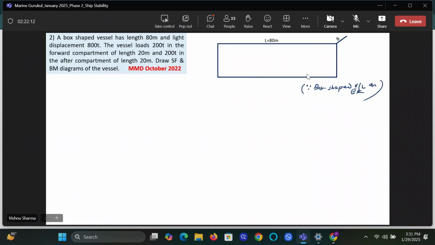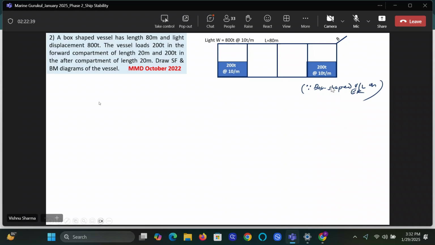A box-shaped vessel, 80-meter long, light displacement 800 tons, loads 200 tons in the forward compartment and 200 tons in the aft compartment. Guys, don't you think it has become like a log now? The log also had the weights only at the ends, 1/4 each. Yes or no? Yes, sir. The question that you asked me to do when we started the class, right? Yes, sir.